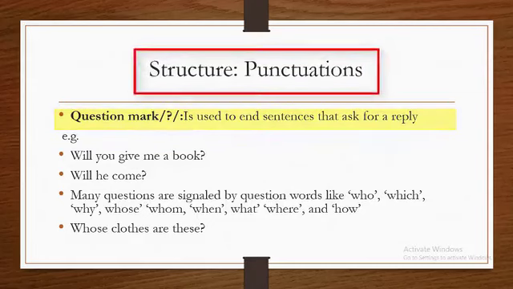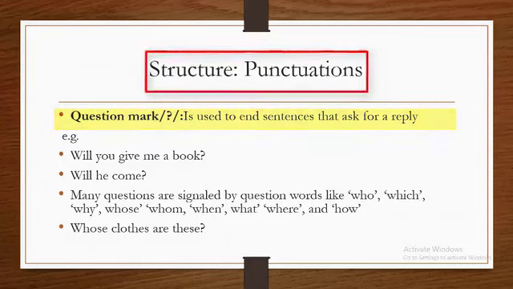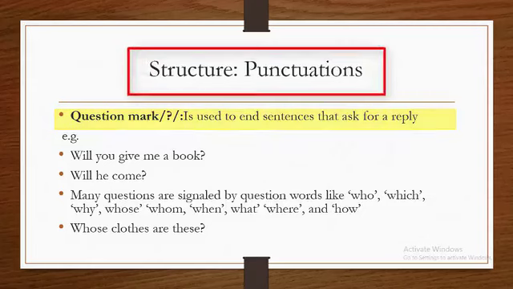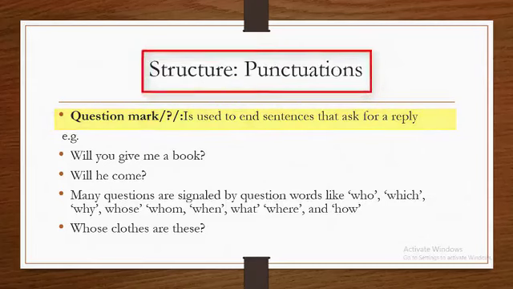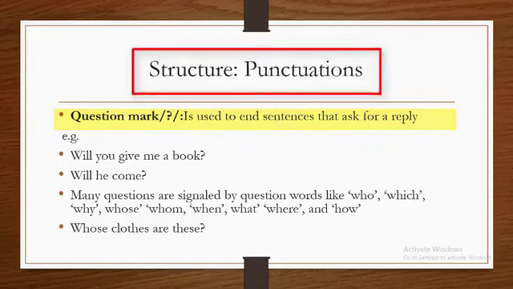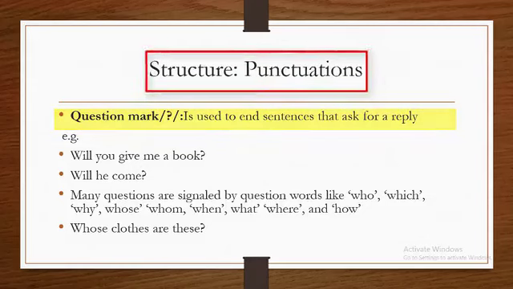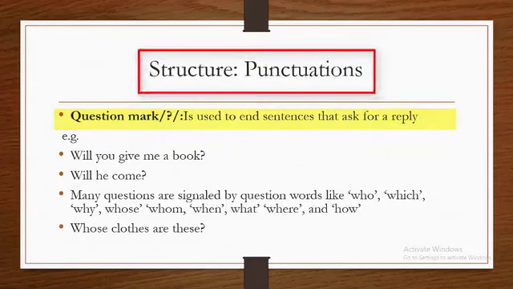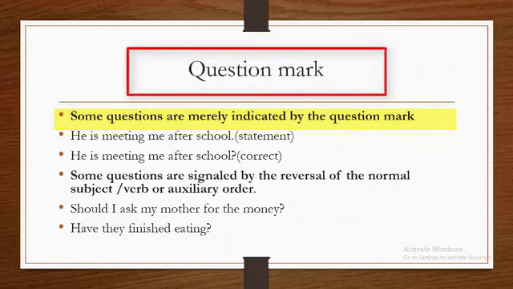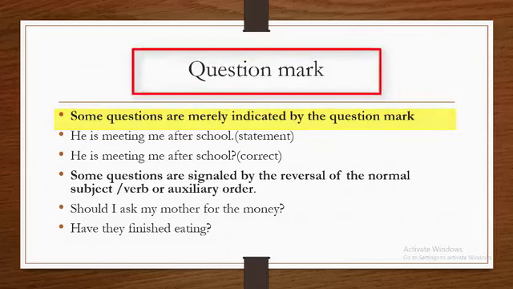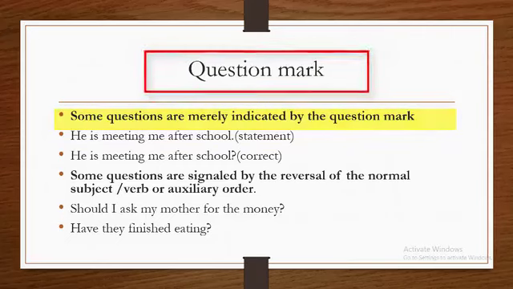The question mark is used at the end of sentences to ask questions. Will you give me a book? Will he come? It is often used to ask questions that require a reply. Many questions are signaled by words like who, which, why, whose, whom, when, what, where, how. So you could have things like, whose clothes are these? Who is your father? And so on and so forth.